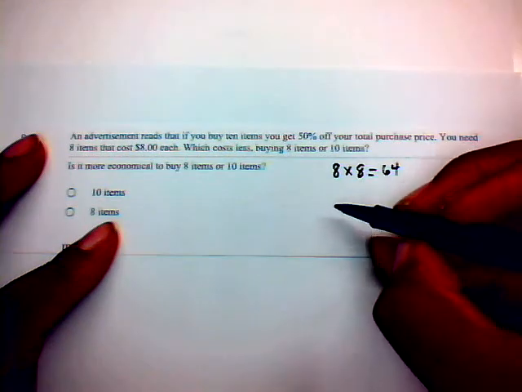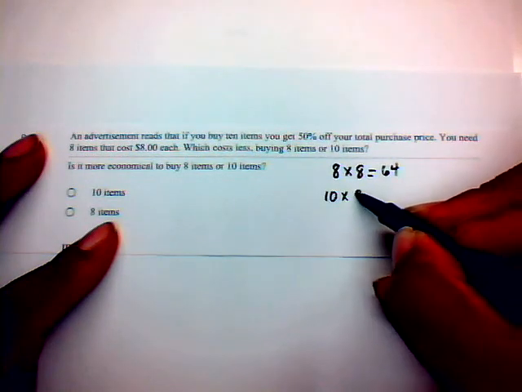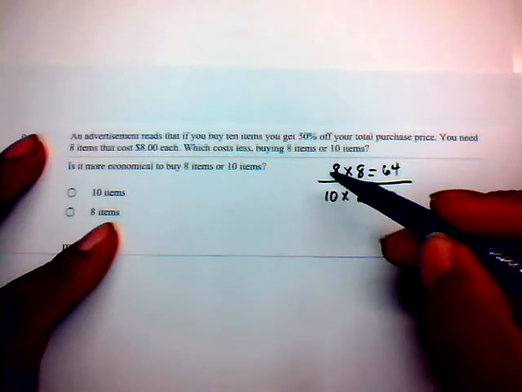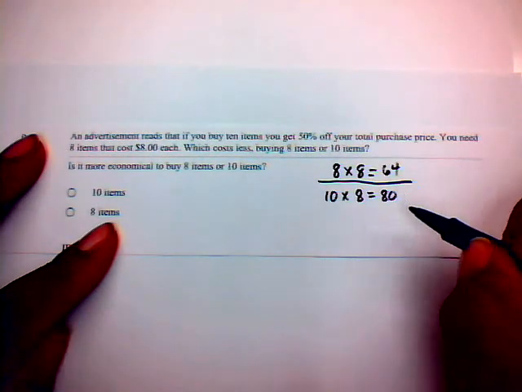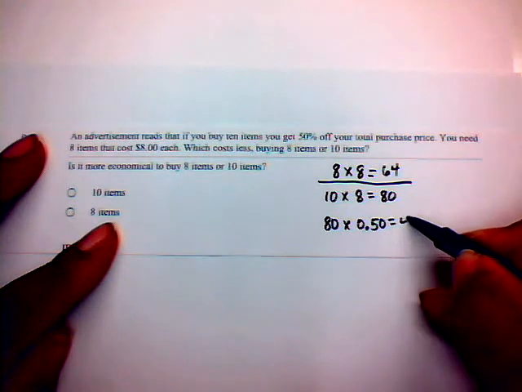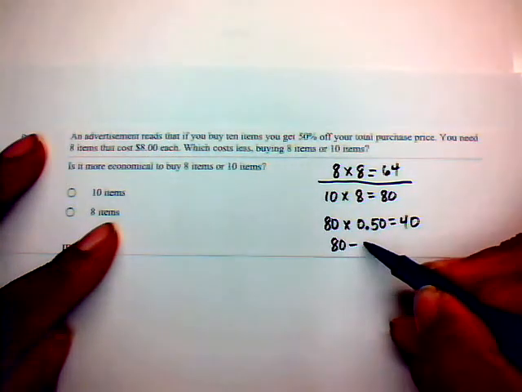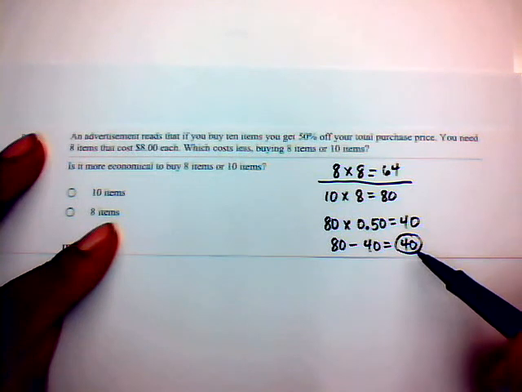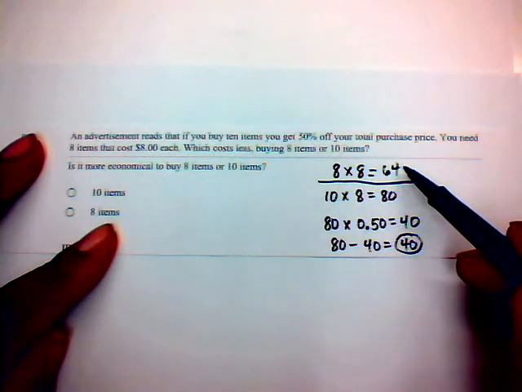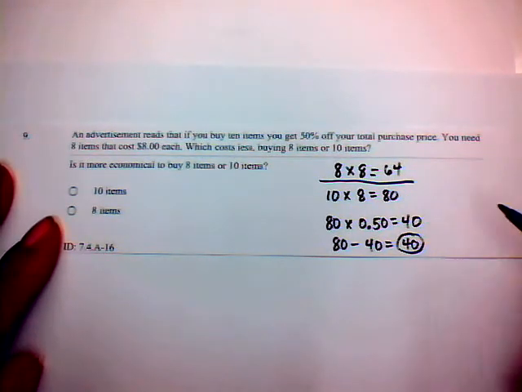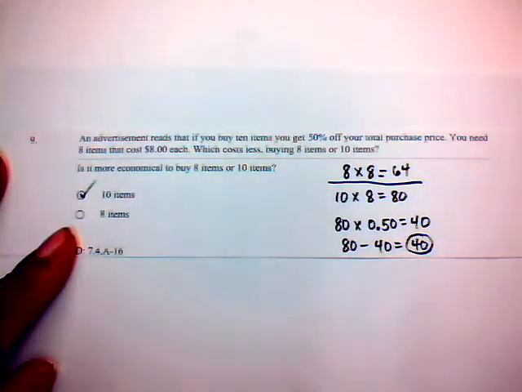Now for 10 items, you got 10 times 8, which will be 80. Since we bought 10 items, we're going to get 50% off this total purchase price of $80. So 80 times 50%, or 0.5, which will be 40. And then you have 80 minus 40, which will be 40. So the final price, if you were to buy 10 items, your final cost would be $40. If you bought 8 items, it would just be $64. So it is more economical to buy 10 items in this case than it would be to purchase 8 items.